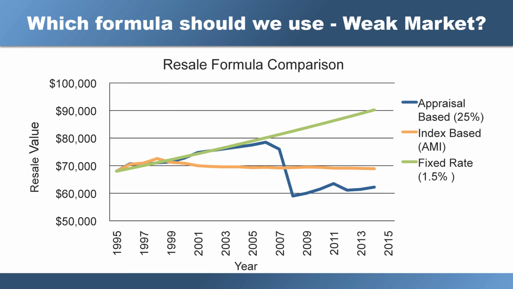Here you'll notice that the scale is much smaller. Over the past 20 years, the fixed rate and the appraisal-based formulas tracked each other until the real estate market crash, which hit this community significantly. Wages were flat or slightly falling, so the AMI produces a falling price over this time frame. So as you can see, there's no one right answer for every community and every market, but you can find a formula that will perform well under most circumstances if you take the time to choose carefully up front.